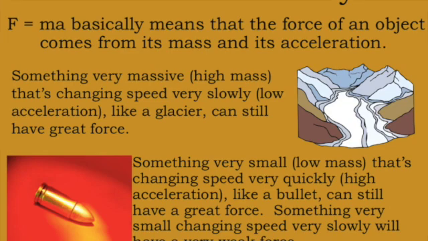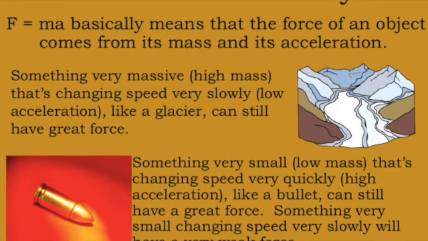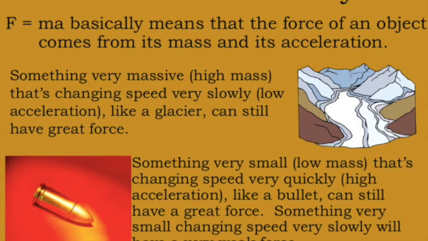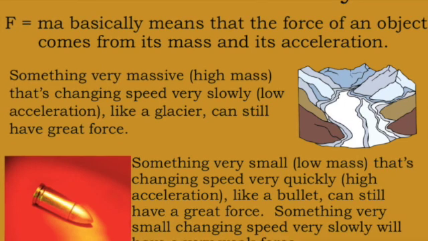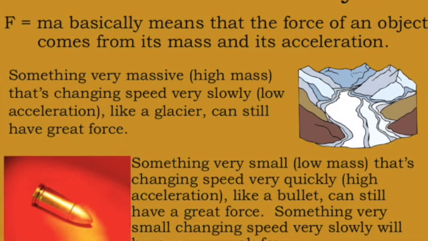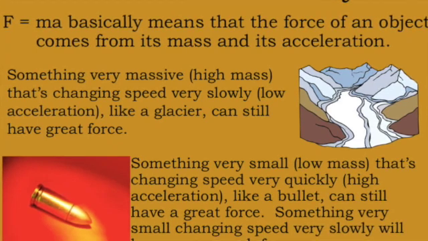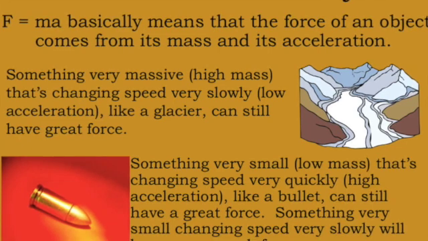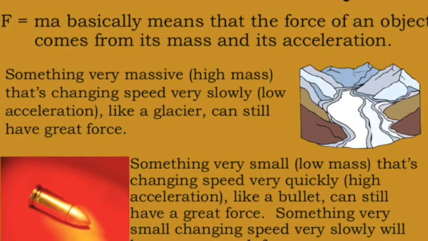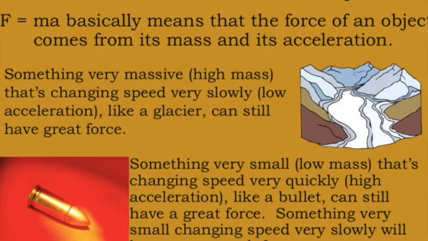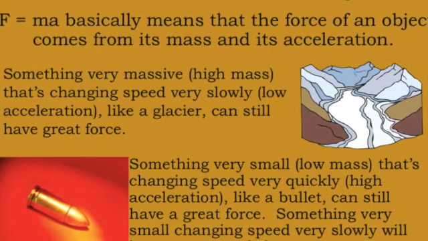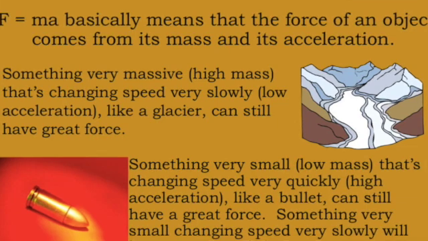How much force would the object have now if we actually decreased it? So, let's say we have something very massive, high mass, that's changing speed very slowly, low acceleration, like a glacier, can still have a great force. Something very small, low mass, that changes speed very quickly, high acceleration, like a bullet, can still have a great force. Something very small changing speed very slowly will have a very weak force.